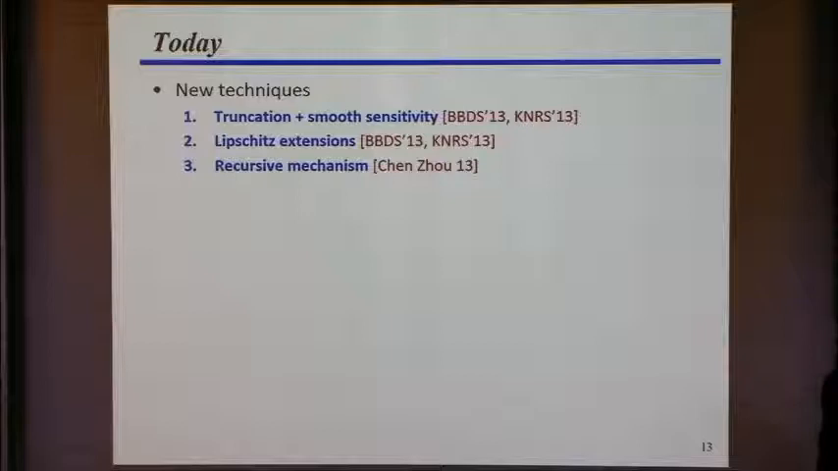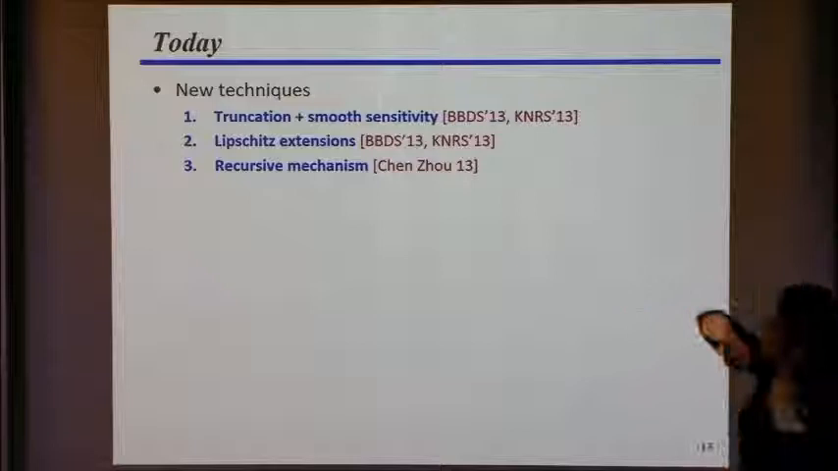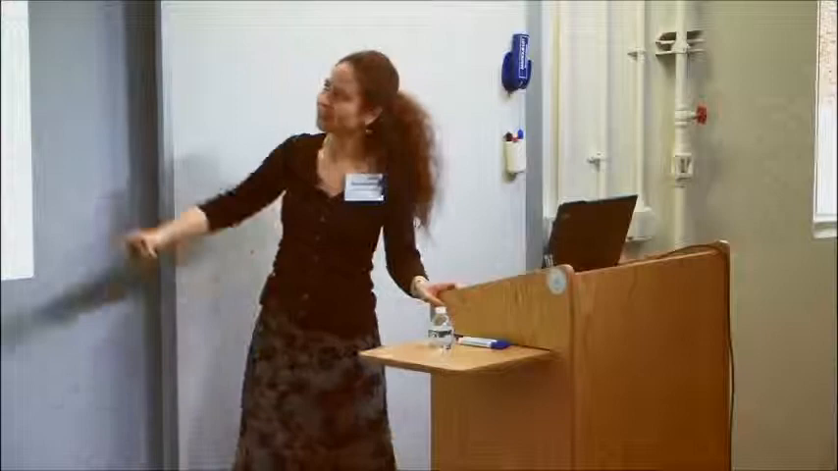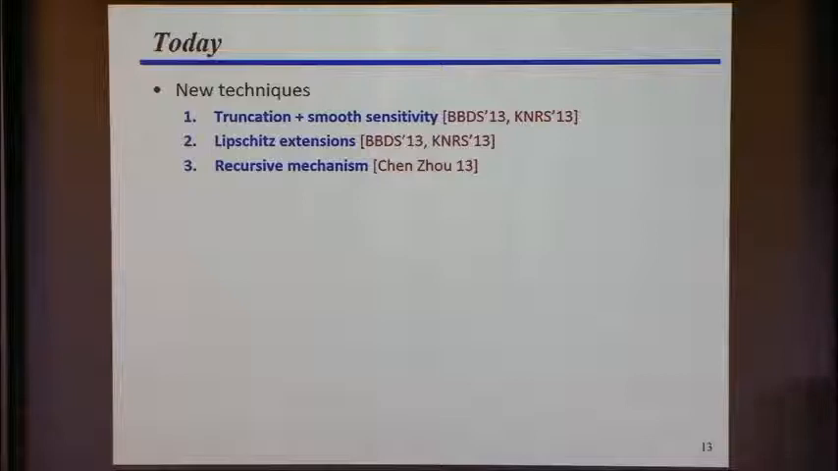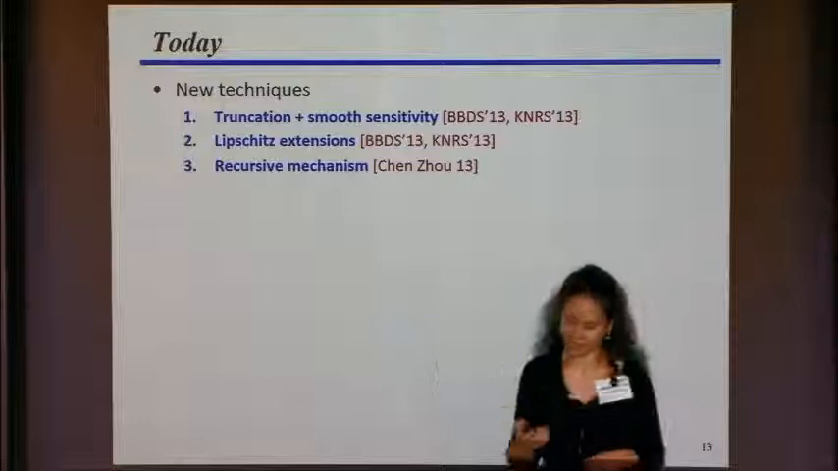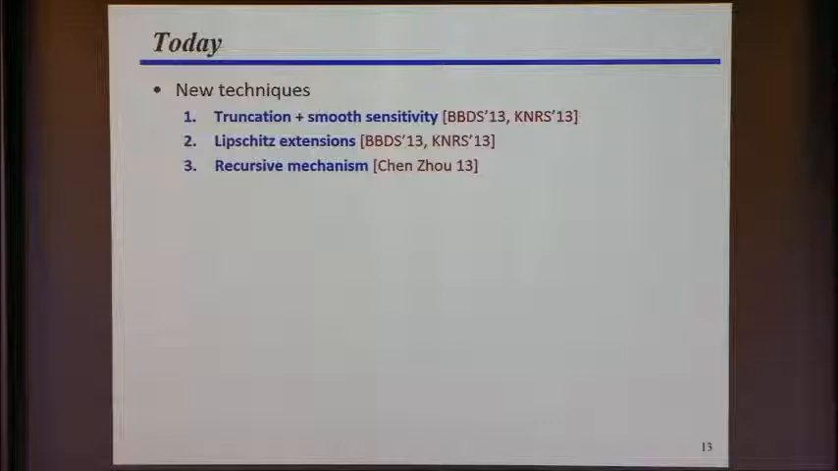And mostly what I'm going to be focusing on is this new technique. There are three techniques that I'm going to try to explain if I get to it. The first one is truncation plus smooth sensitivity. The second one is Lipschitz extension, and the third one is the recursive mechanism. Some variant of truncation plus smooth sensitivity was proposed in Blocki et al. and also in our paper with Kobbi, Shiva and Adam. I guess nobody is here from Blocki et al., I guess it was too early. Also, some variants of Lipschitz extension have been proposed in both papers. And the recursive mechanism is a paper which I just discovered for myself. I don't know why it's called recursive mechanism, and I changed all other names that they gave to things, but this one I didn't change. It's the name of the paper.